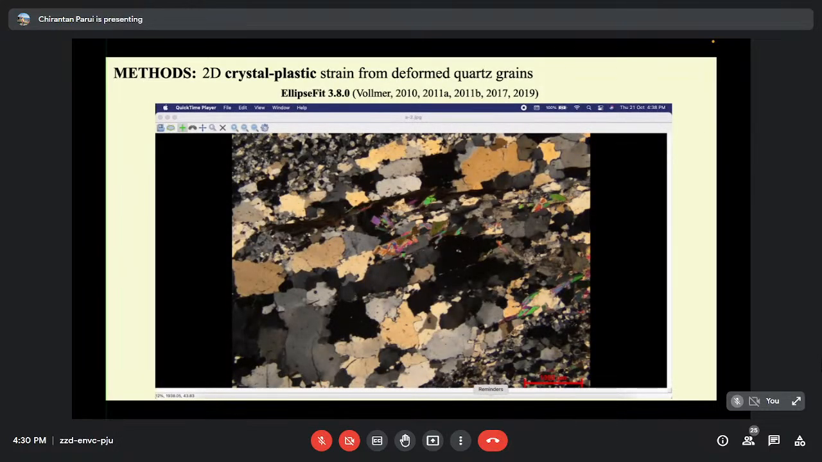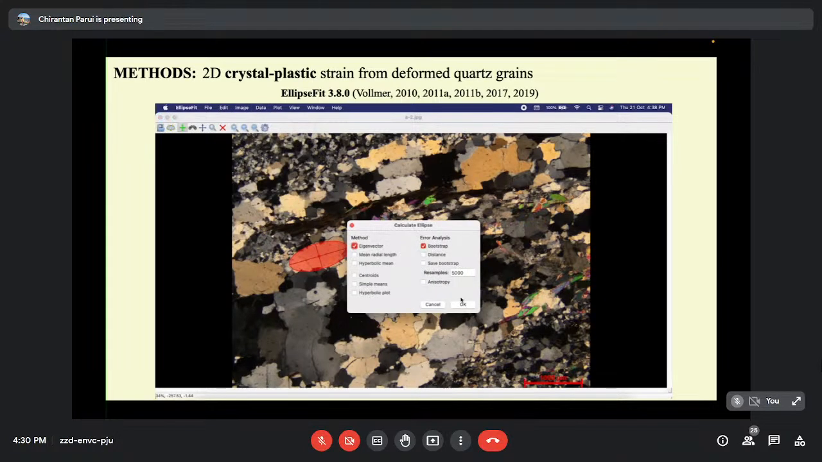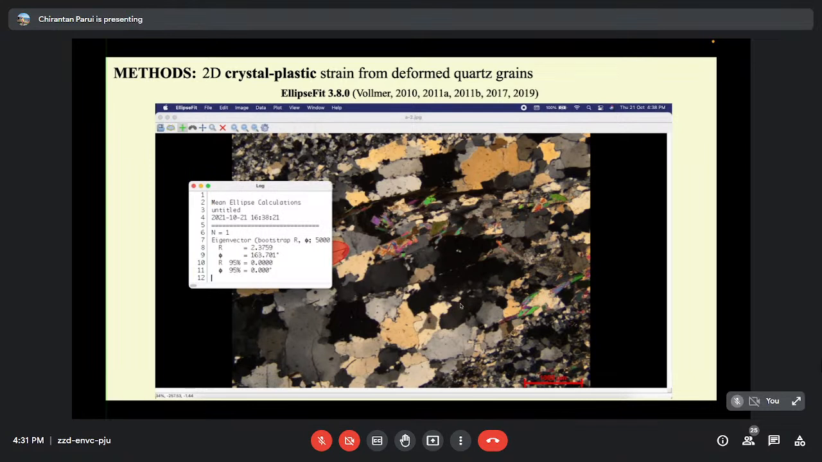So I have estimated penetrative strain from crystal plastically deformed quartz grains. I have digitized approximately 80 to 120 quartz grains per thin section, and then, using the IISER software, I have used the shape matrix eigenvector method embedded in the software to calculate the mean strain ellipse.